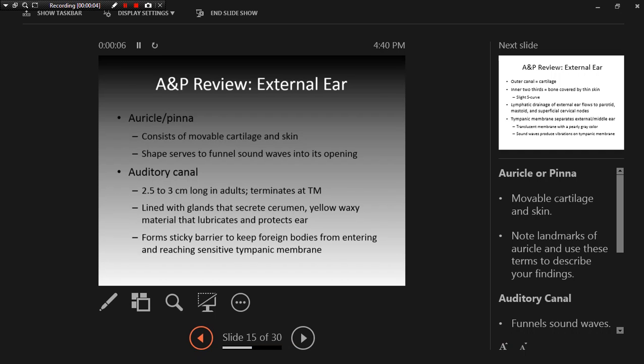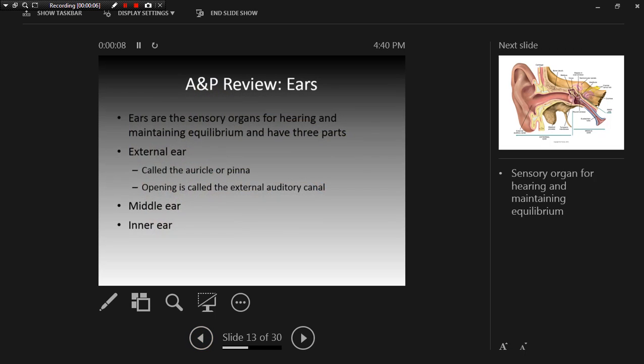All right, let's just talk briefly about the ear. So the ears are the sensory organs for hearing and maintaining equilibrium and balance. It's broken down into three parts: the external, middle, and inner ear. The external ear can be referred to as the pinna or the auricle, and its opening, the S-shaped opening, is referred to as the external auditory canal.